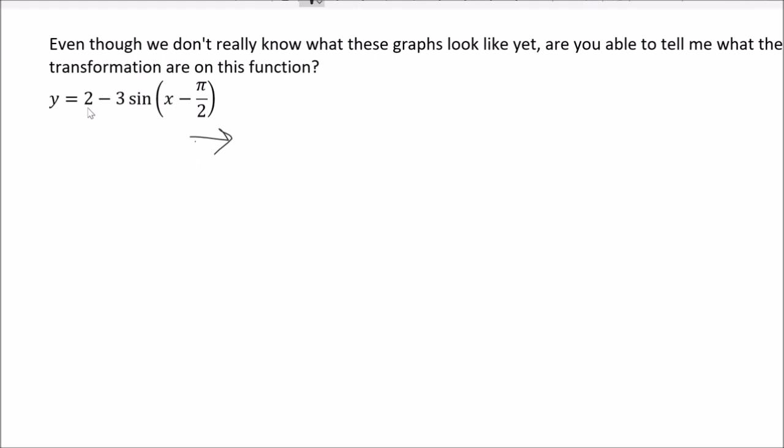Okay, what about this 2 right here? That's being added, so that's a shift upward. This negative was a vertical reflection because it's multiplying the whole thing by a negative. And then, what about the 3? The 3, well, some people call it a dilation. I'm going to call it a vertical stretch. Okay, so that'll be useful today.